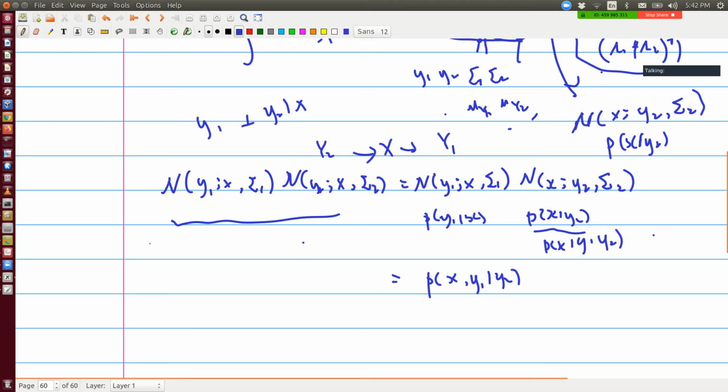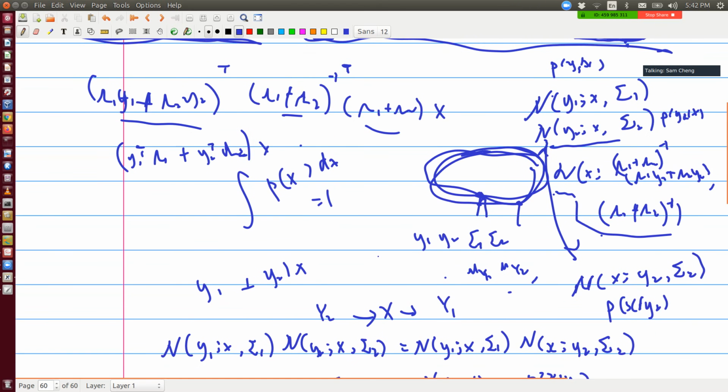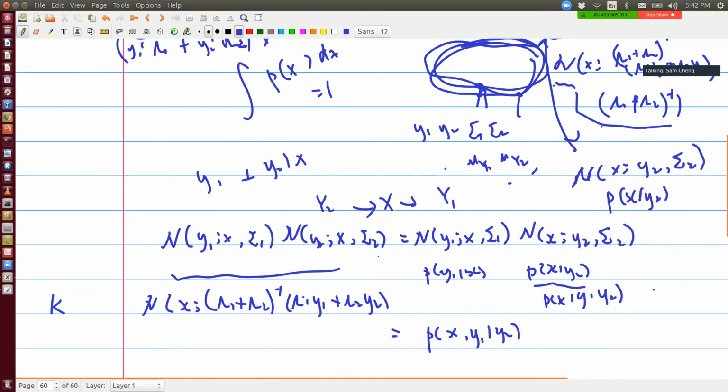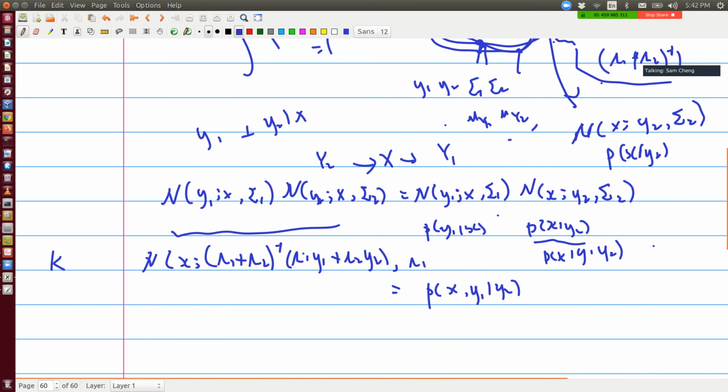This is equal to some constant times x, a Gaussian in x, with mean equal to what? Lambda 1 plus lambda 2 inverse, times lambda 1 y1 plus lambda 2 y2. That's the mean, right? And then the variance is lambda 1 plus lambda 2 inverse, right? So there's a constant. That's constant.